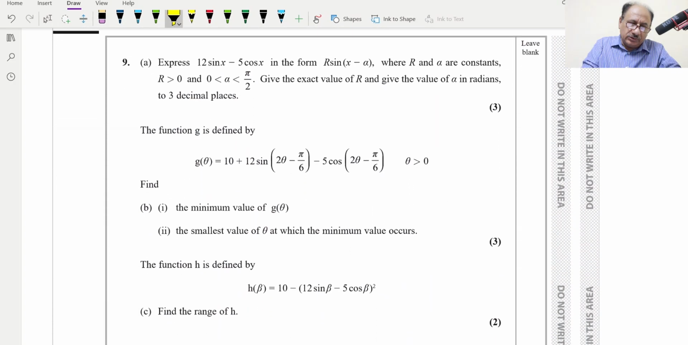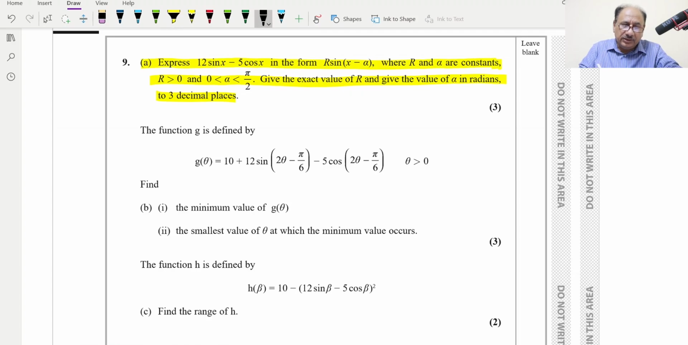Now we can move to question number 9, part a. Express this in the form of r sine x minus alpha, where r and alpha are constants, r is greater than 0, alpha is in between 0 and pi by 2. Give the exact value of r and give the value of alpha in radians to 3 decimal places, and this is 3 marks.